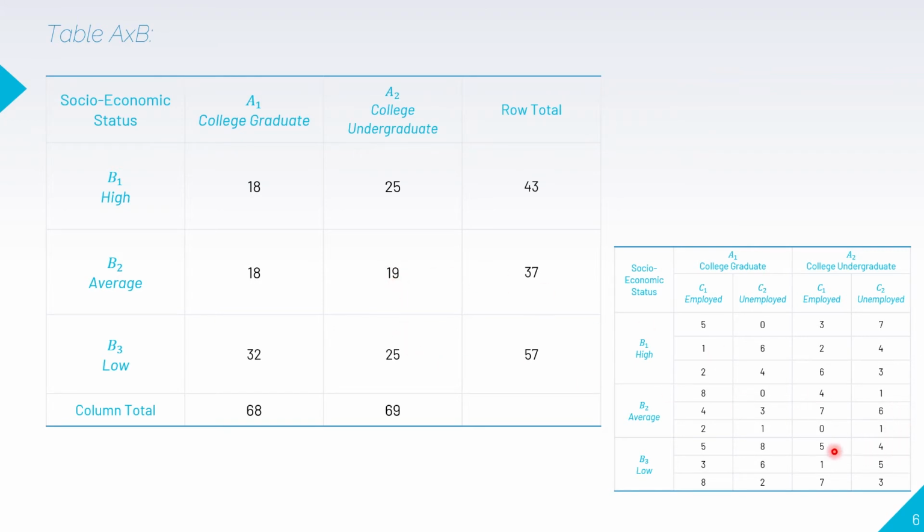In college undergraduate here, 5 plus 1 plus 7 plus 4 plus 5 plus 3, and we have 25. So this one, we also need to find our row total and our column total. So 18 plus 25, and we have 43. 18 plus 19, 37. 32 plus 25 is equals to 57, and in our column, we have 18 plus 18 plus 32, we have 68. 25 plus 19 plus 25, we have 69.